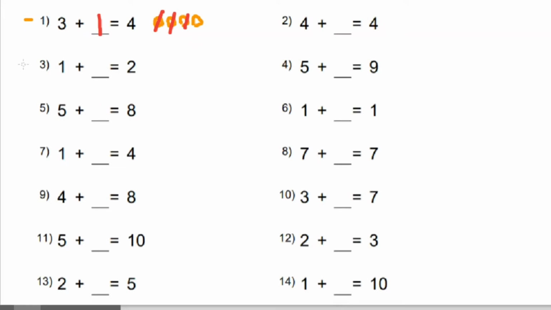Let's look at another one here. Well, this one might be an easy one. 1 plus something equals 2. I'm not going to show you that one. That one, I think a lot of us can do in our head. Let's try this one. 5 plus something equals 8.